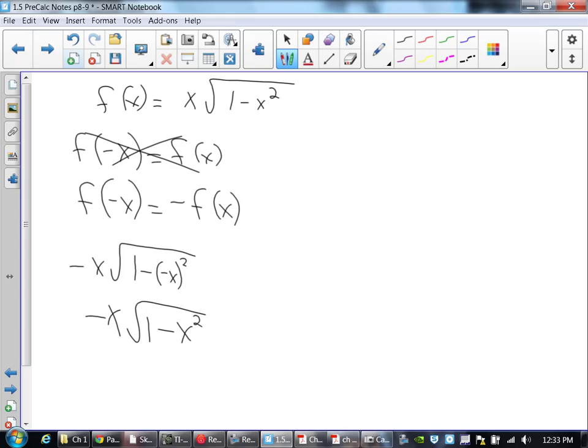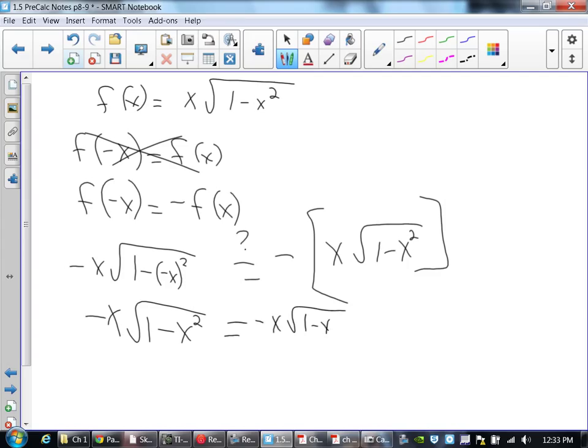Well, did that equal a negative times x? Yes, it will, because this is a monomial, and all you're doing is multiplying by negative 1. Are those two the same? Yeah. So therefore it is odd. It's an odd function. It has origin symmetry, symmetry through the origin.